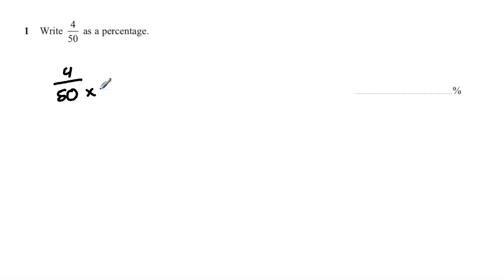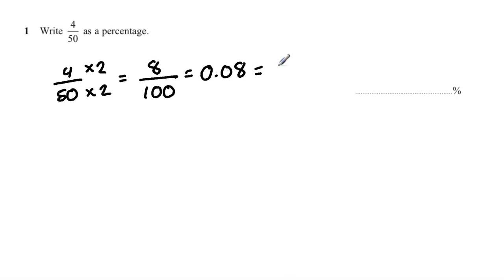I need to change this to 100, so what do I need to multiply 50 by to get 100? Well, 2. And I'm going to multiply the numerator by 2 as well. So what we should have is 8 over 100. Now I'm going to change 8 over 100 to a decimal, which is 0.08. And then I'm going to multiply it by 100, which should give me 8%. And that's our final answer, 8%.